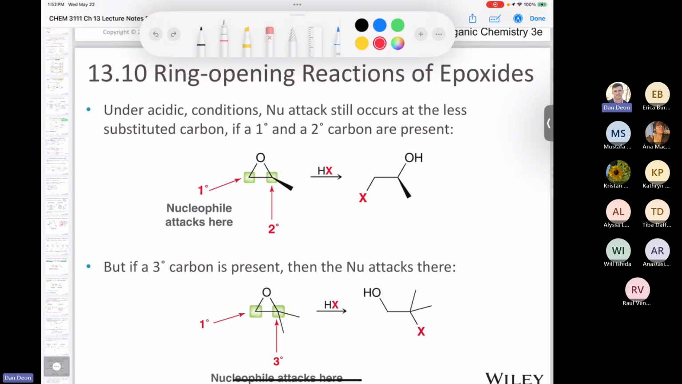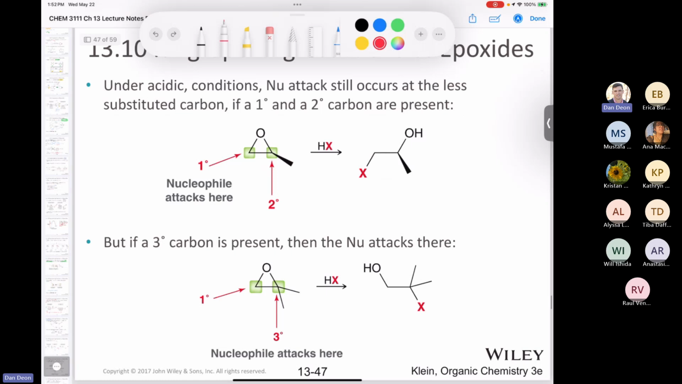But check this out. If you have a tertiary carbon, this is one of the fundamental rules that we've discussed so far: nucleophilic attacks don't happen at tertiary carbons. But in this case, they do. You're like, why would that even happen? Trust me, there's a rationale for it, okay?